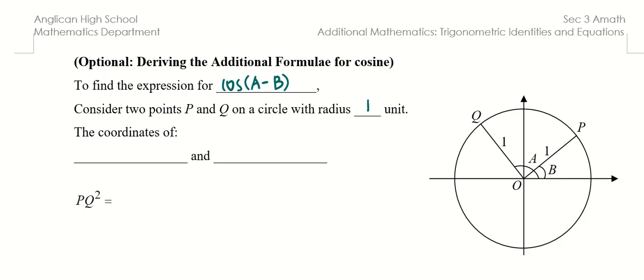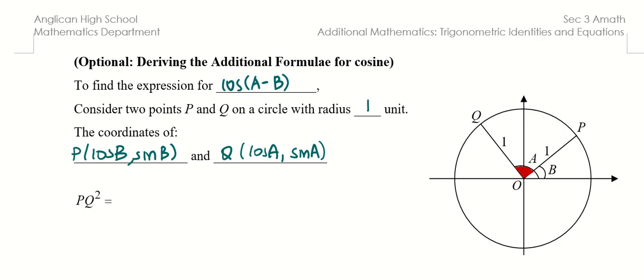Radius 1 unit. I shall not take time to derive it. You know that the angle that we're looking at is actually this angle over here, which is my A minus B once again. And you know that the coordinates P and Q, as in our previous derivation for sine, your P is actually cosine B, sine B, and your Q is actually cosine A, sine A.